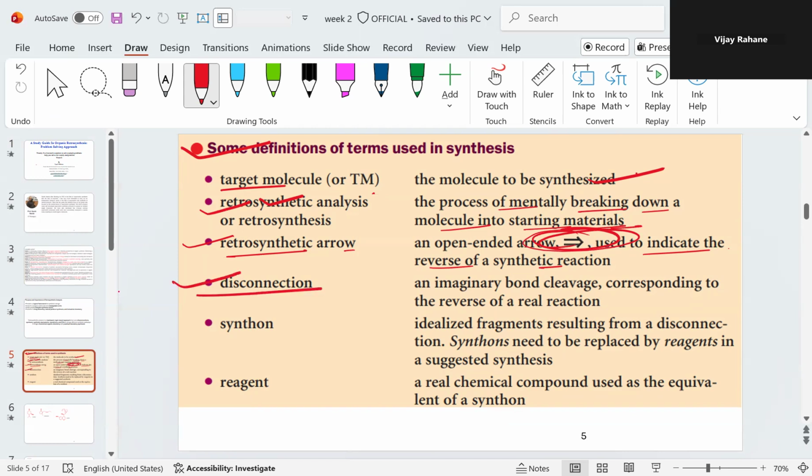Then the fourth important is the disconnection. This is basically an imaginary bond cleavage corresponding to the reverse of the real reaction. And there is a synthon and the synthetic equivalent. That term also we have already discussed, right? We will see some examples and discuss these terms in the actual retrosynthetic analysis problems, right?